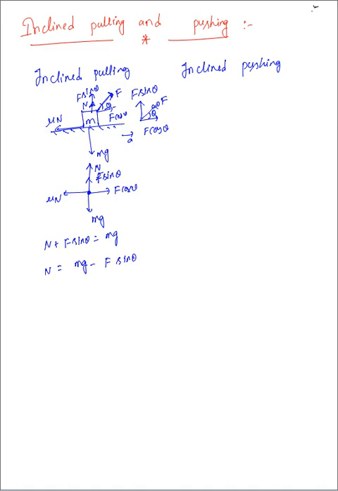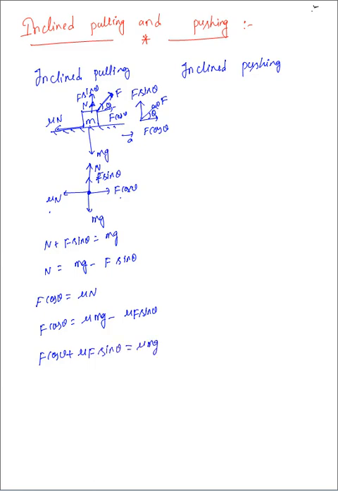Next, if you observe, F cos theta should be equal to mu n. F cos theta equals mu n, we got it. If you substitute the value of n, which is mg minus F sin theta, we get mu mg minus mu F sin theta. Now shifting this mu F sin theta across, F cos theta plus mu F sin theta is equal to mu mg.